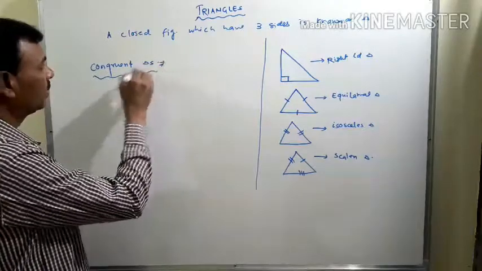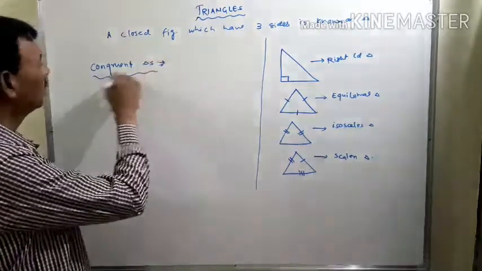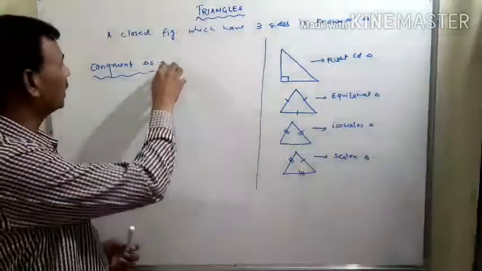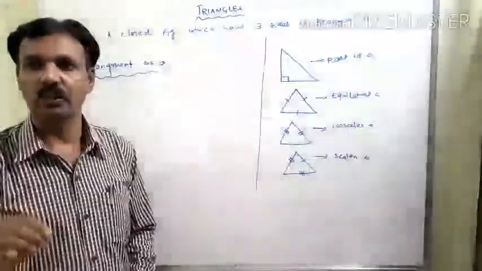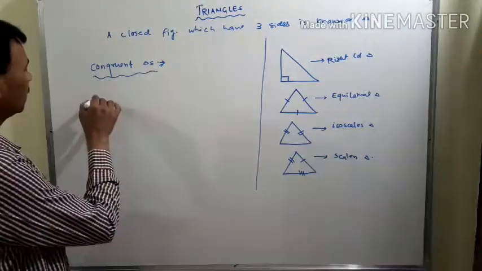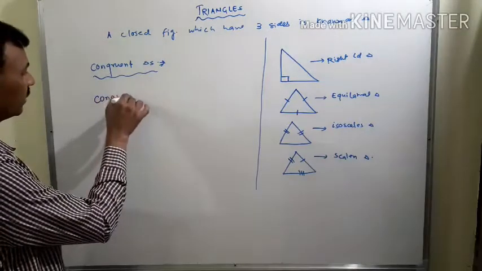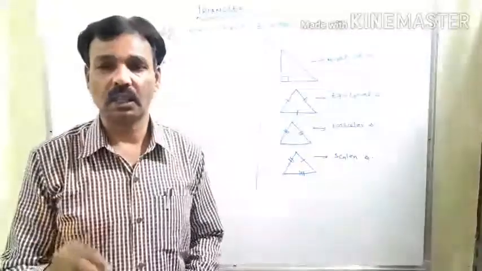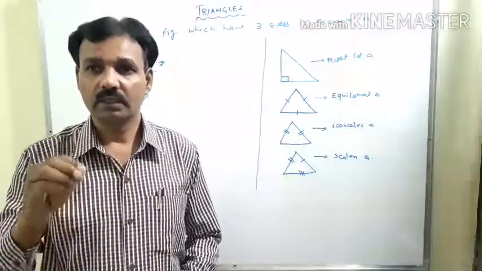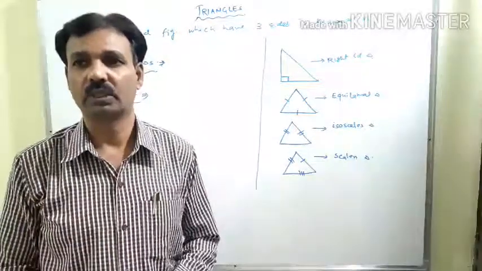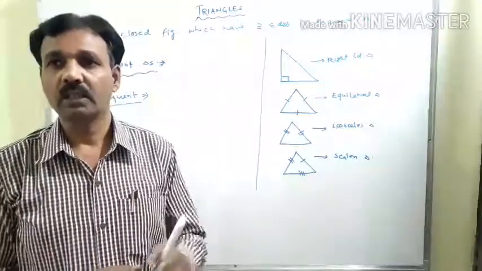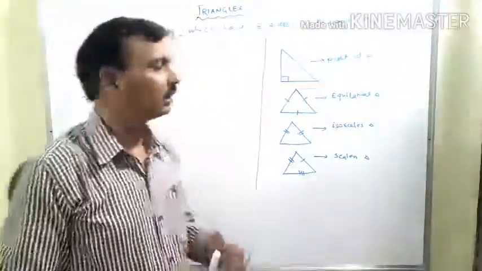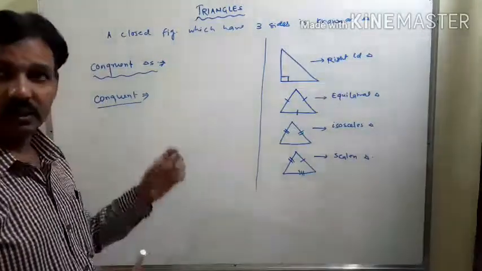Before discussing or clarifying what a congruent triangle is, first we discuss what congruent means and what congruent objects are. Congruent is nothing but if two objects or any two things are the same in shape and size both. That means if two objects are the same or equal in shape and size both, then we can say that both objects are congruent.